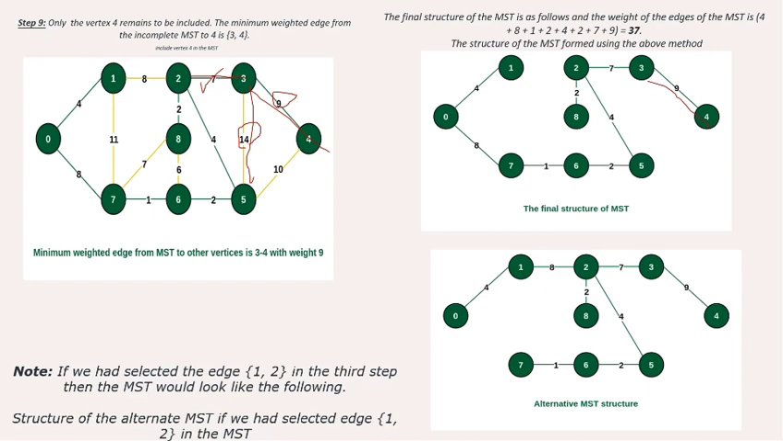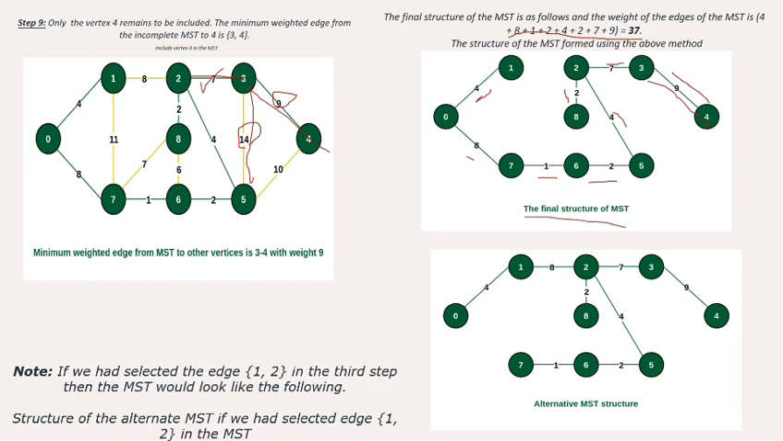the final structure of the MST is as follows, and the weight. So through 4, then 8, 1, 2, 4, again 2, 7 and 9. If you add all these edges, it will be 37. The weights must be added, that is, the edges must be added. So it will give the answer as 37. This is the final structure of the MST.